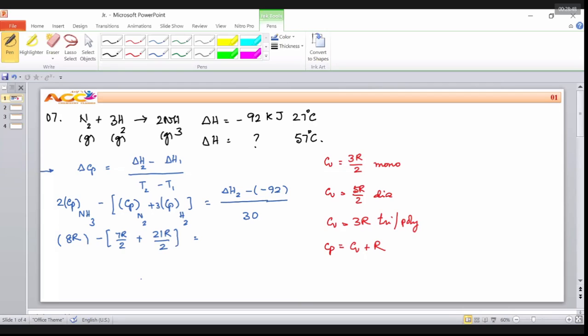Simplify that and go ahead, right? R, what is the value of R? R is equal to 25 by 3. No, sir, 25 by 3 times 10 power minus 3, because it is given in terms of kilojoules. Come on, tell me the answer.